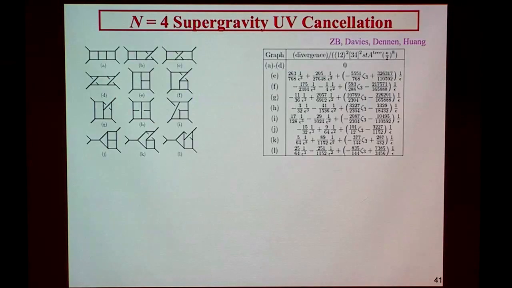Okay, so let's find out what the answers are. We could calculate N equals 4 supergravity at 3 loops. That was no problem for us. We just decided to sit down and do the calculation. It's a bit complicated. This table shows you contributions from individual diagrams. Actually, these 1 over epsilons represent infinities. So there's a table of infinities.